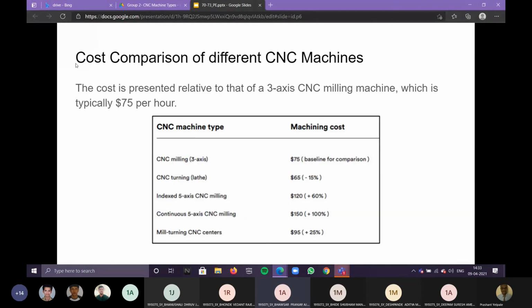And here we have data that is a cost comparison of different CNC machines. Here we can see that we have set three-axis CNC milling as the standard, which costs $75 per hour, and depending on this, all the other machines are given a cost per hour.